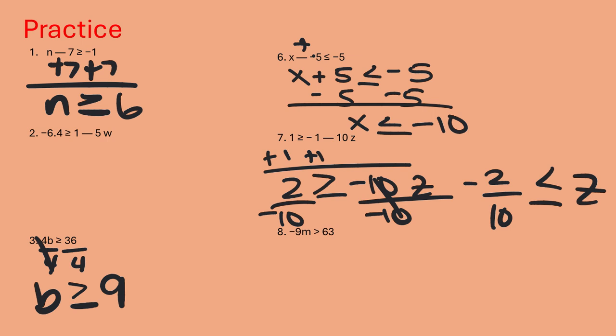And let's do one more. Number 8. In number 8, what am I dividing by? I'm going to divide by negative 9. Negative 9 divided by negative 9 becomes what? Positive m, right? Do I reverse my inequality sign? Yes. So it's going to be m is less than what? -7. -7. And that's your answer.